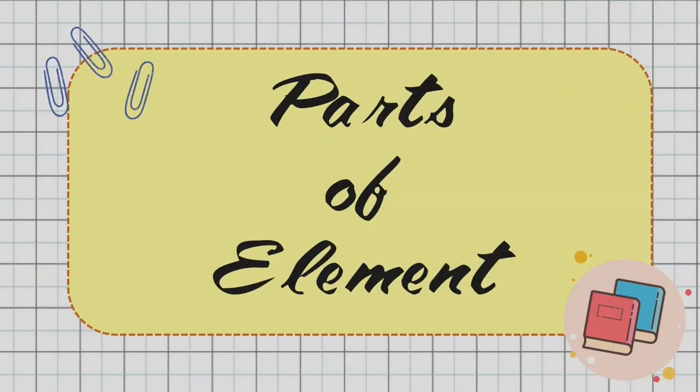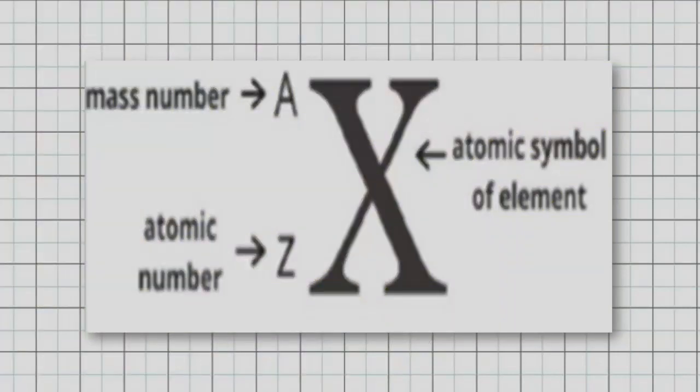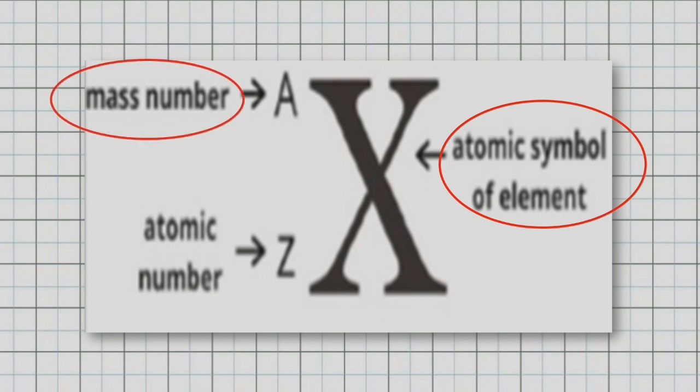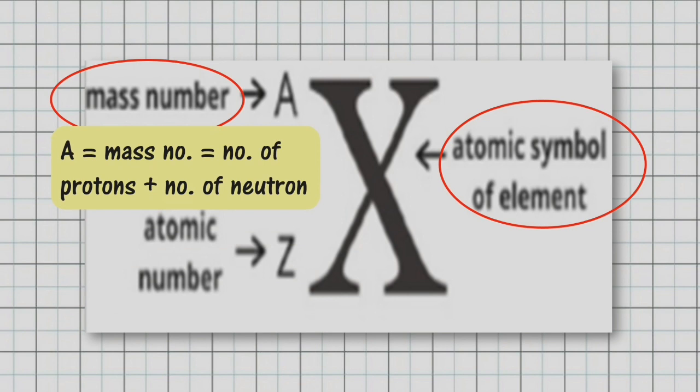So what are the parts of the element? For us to determine its parts, we use a representation. So the X is the atomic symbol of the element. It represents the symbol of the element. The letter A on the upper left corner is the mass number, also known as atomic mass. Mass number is the number of neutrons plus the number of protons.